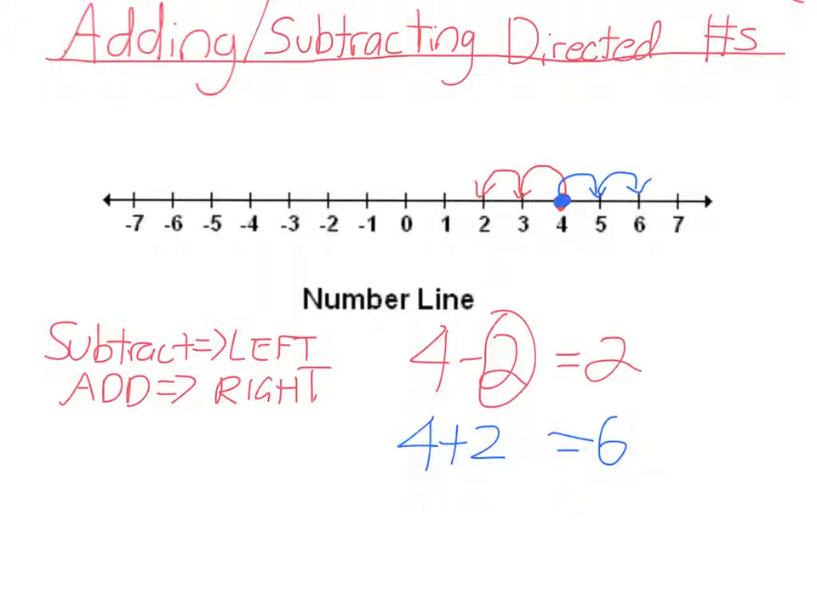So, when we subtract something, we're actually going to the left of the number line. When we add something, we're going right. Now, I'm sure you've learned so much already, but we're going to learn even more.